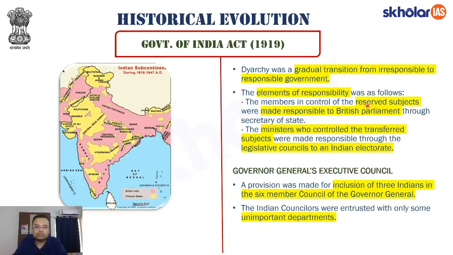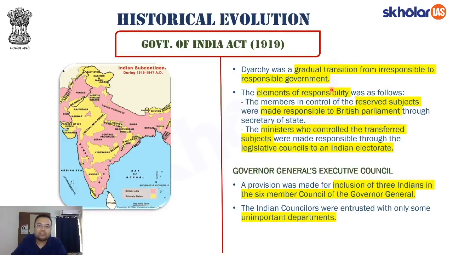The elements of responsibility was as follows. The matter and control of the reserved subject were made responsible to the British Parliament through Secretary of State. And secondly, the minister who controlled the transferred subject were made responsible through the legislative councils to an Indian electorate. This is exactly the point which I explained. How exactly is responsibility happening?